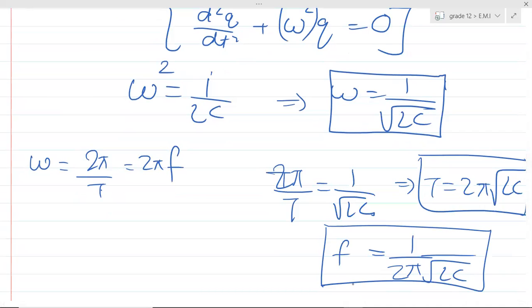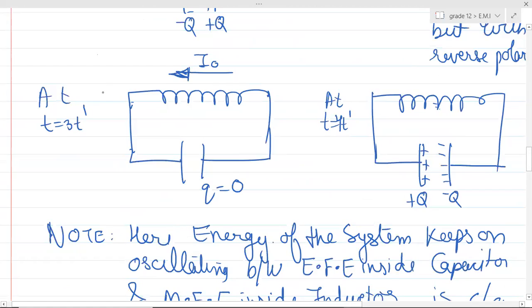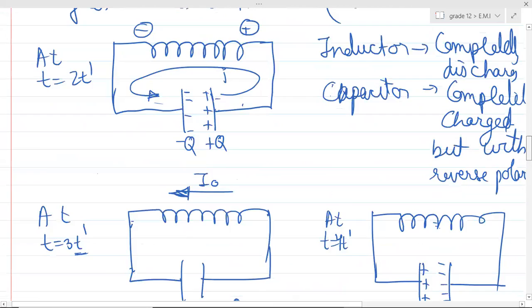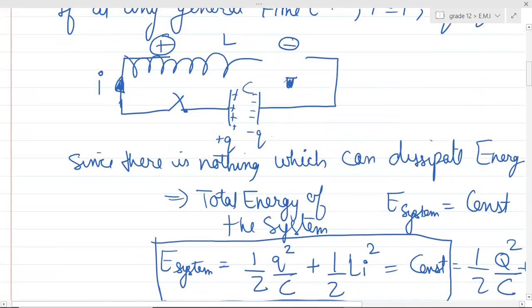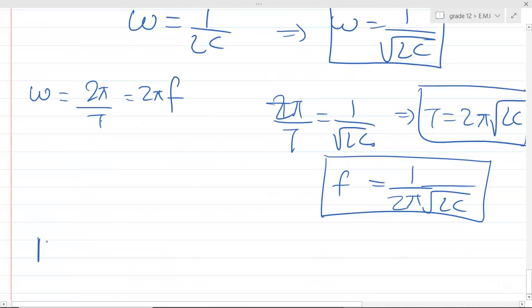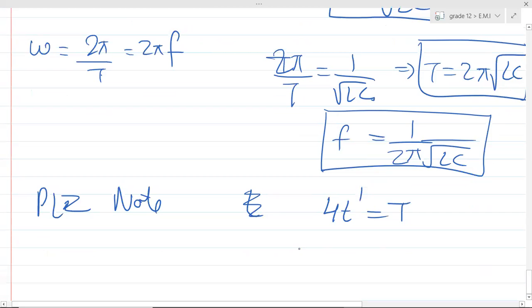Yes, sir. So now coming back to what was that T dash? Do you remember this T dash? Everyone remembers this T dash, right? So please note this. After how many T dashes was this the time period? 4 T dash was basically the time period, right? So if someone asks you what is the time in which the energy will change its form, then T dash is the answer. So this will be T by 4 or 2 pi under root LC divided by 4.